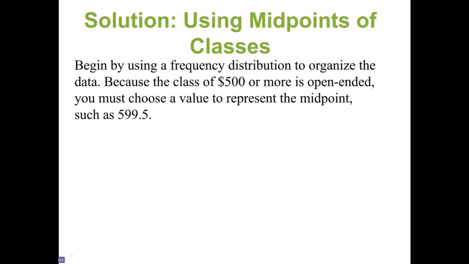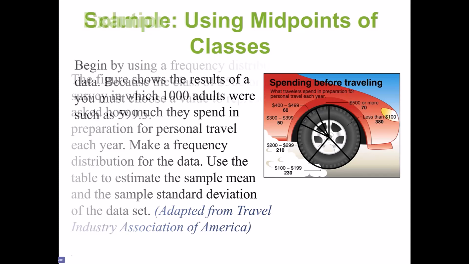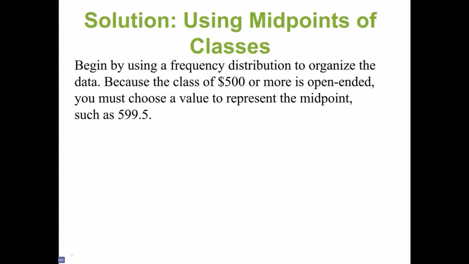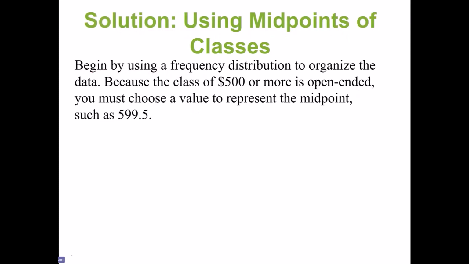Right now, since the high end of it here says $500 or more, and the rest of these are set for hundreds, we can just say we're going to use 599.5 to represent the midpoint there. But then you would do the same kind of idea.